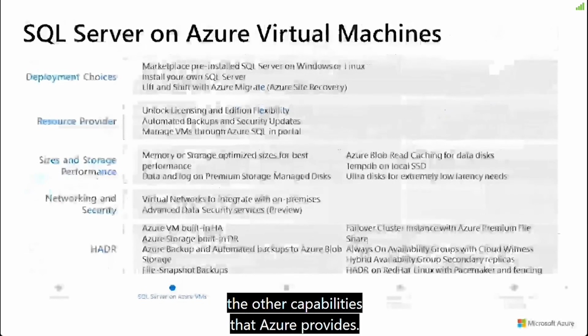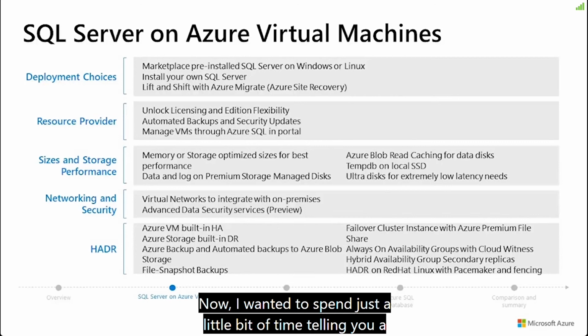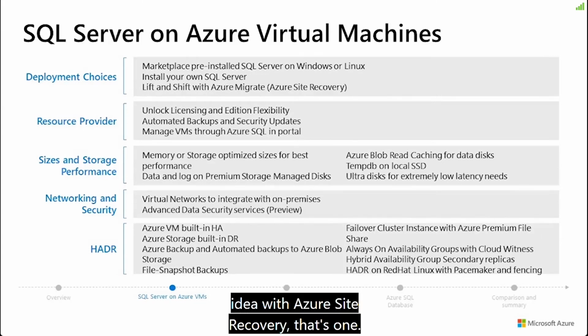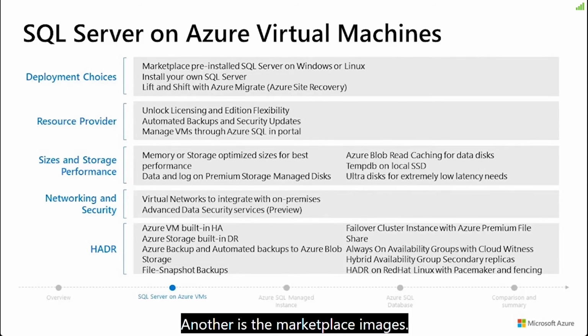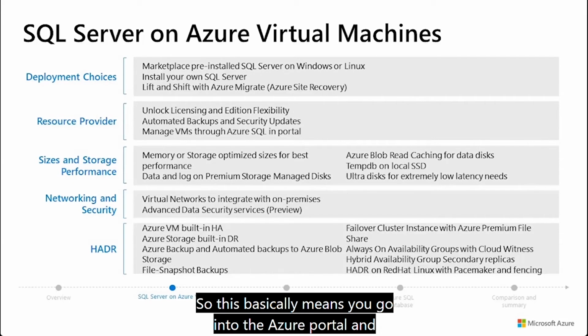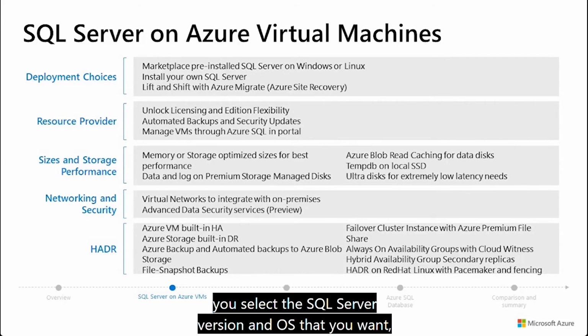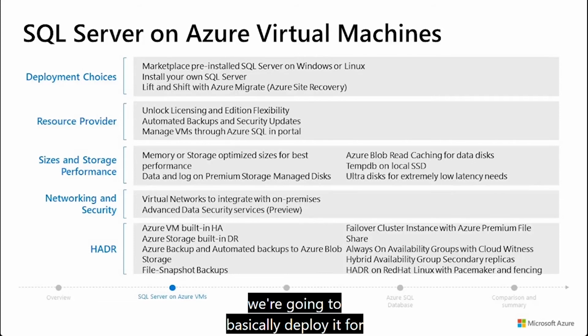Now, I wanted to spend just a little bit of time telling you a little bit more about SQL Server on Azure Virtual Machines. There are some different deployment options that you have. I talked about this lift and shift idea with Azure Site Recovery. That's one. Another is the marketplace images. So this basically means you go into the Azure portal and you select the SQL Server version and OS that you want, and a few other configurations around storage and performance and even availability. And we're going to basically deploy it for you where SQL Server is pre-installed.